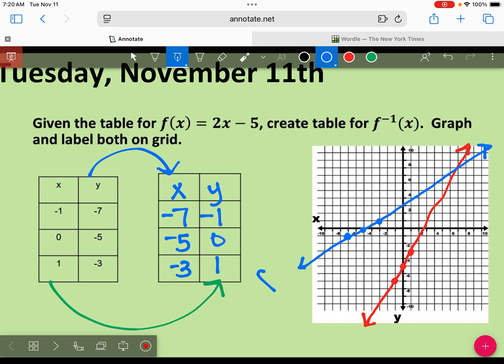All right, so this is my inverse, so I'm going to put that inverse notation next to it. And then this is the original. All right, any questions about our bell work?